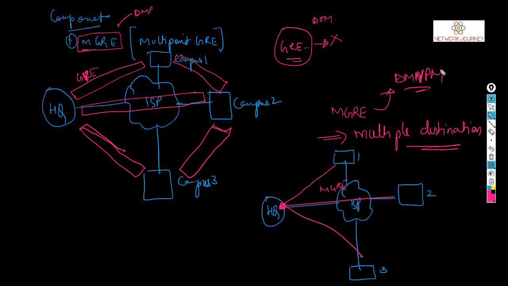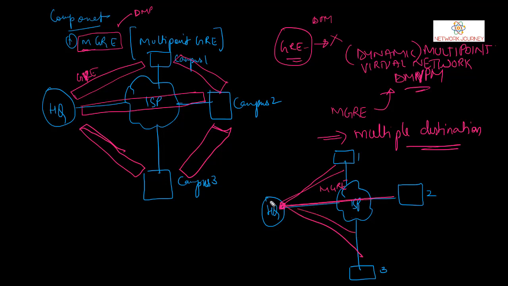So the full form is dynamic multipoint virtual private network. Why do I call it dynamic? The reason is we have multiple destinations and we are going to run a dynamic protocol. All this makes DMVPN widely used. We don't need multiple individual VPNs in this scenario.